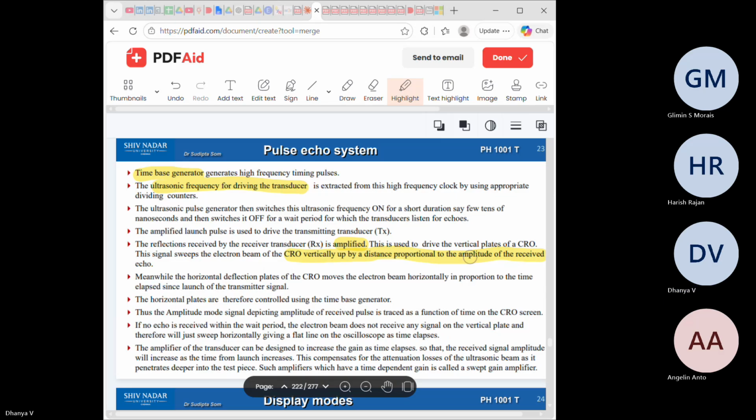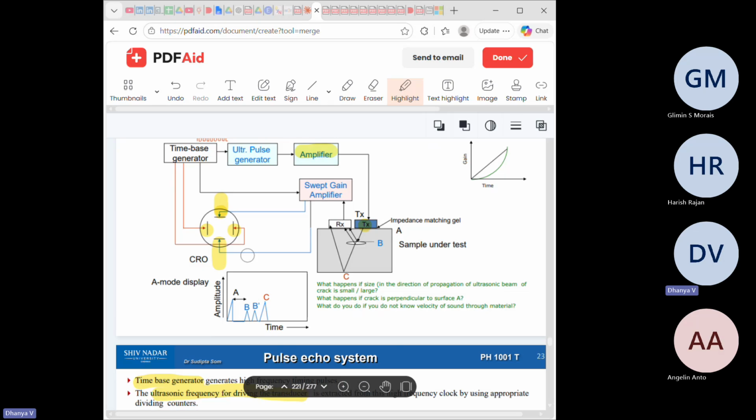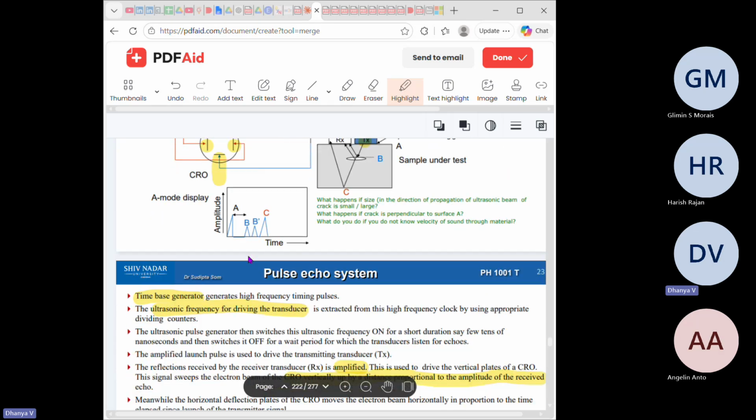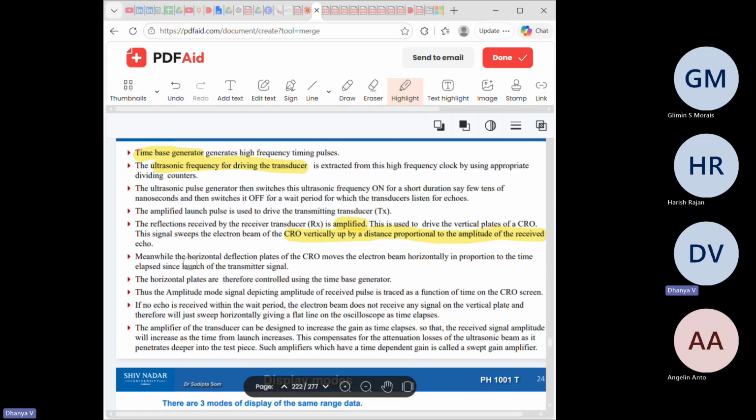That's all. Meanwhile, the horizontal plates move horizontally in proportion to the time because they are driven by the time-based generator, no? These horizontal plates move left and right based on the time. I mean, it moves right with increase in time. The horizontal plates are therefore controlled using the time-based generator that we already know.